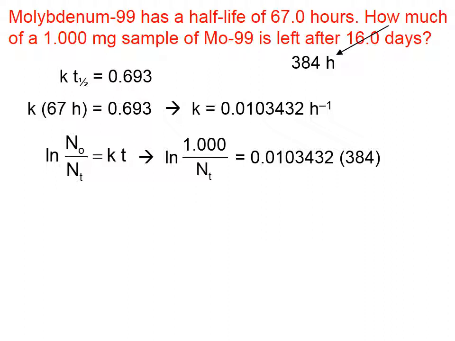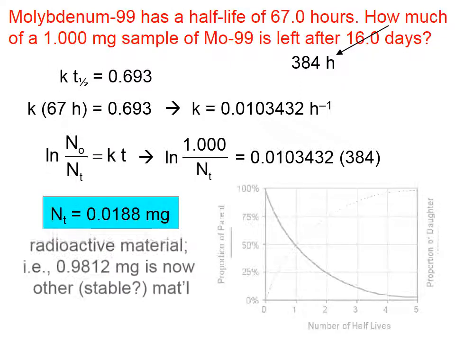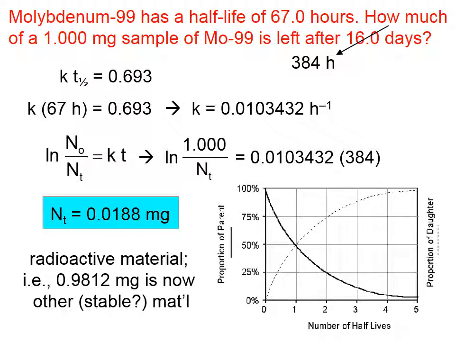I'm not going to show the work for solving this, but hopefully you can do that. You would do something like take e to the both sides to get rid of the natural log, and then you would do a little algebraic manipulation to solve for N sub t. You should check it out on your own. I got 0.0188 milligrams.